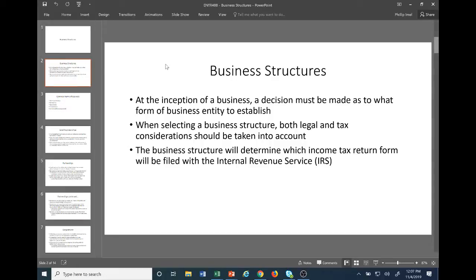So with business structures, at the inception of a business, a decision has to be made as to what sort of business entity we're going to establish. Both the legal and tax considerations should be taken into account when selecting which business structure we want to have. It's ultimately going to determine which income tax return we have to file with the IRS at the end of the year.